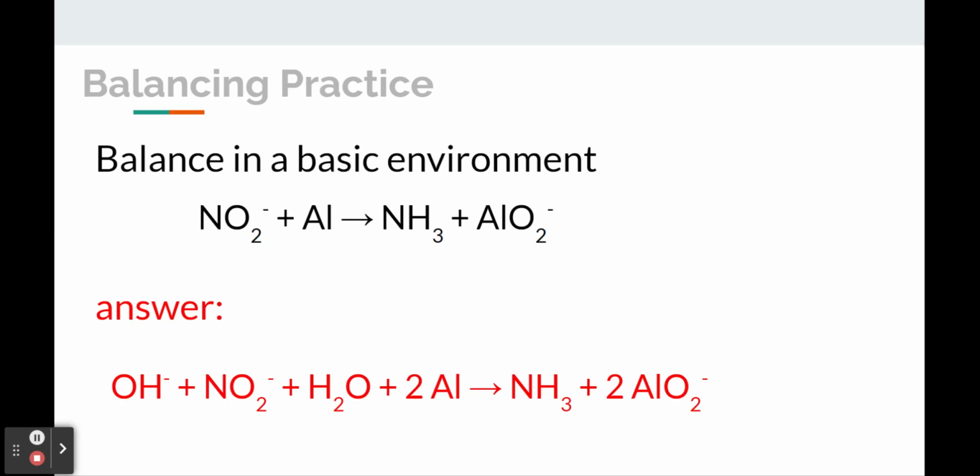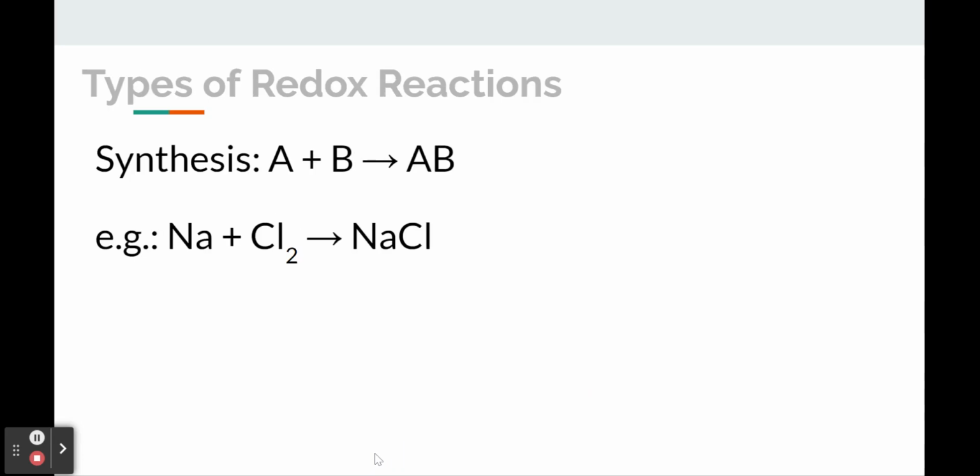Okay, here are the categories of redox reactions that you see. One type is called a synthesis. In a synthesis reaction, synthesis means like made up. You're making one product from two reactants. So an example of this would be sodium plus chlorine making NaCl. Sodium gets oxidized to a 1 plus ion, chlorine gets reduced. You can always spot a synthesis because there's only one product.